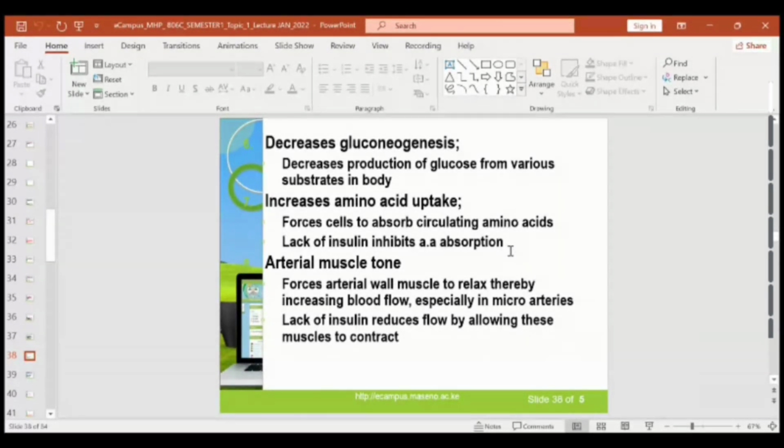And then finally, we have the effect on the arterial wall forces. This is not so profound, but insulin relaxes the arteries, thus increasing the blood flow. But this effect is felt in the micro arteries rather than the bigger arteries in the body.